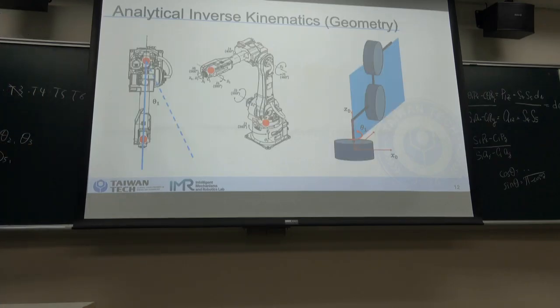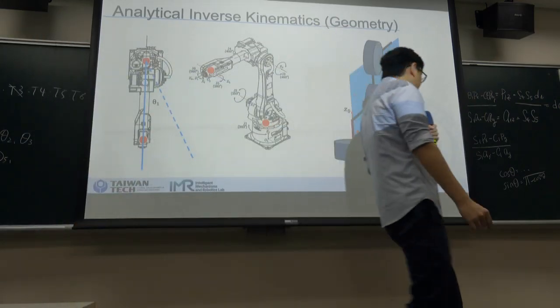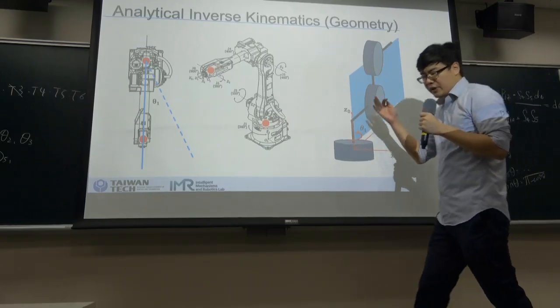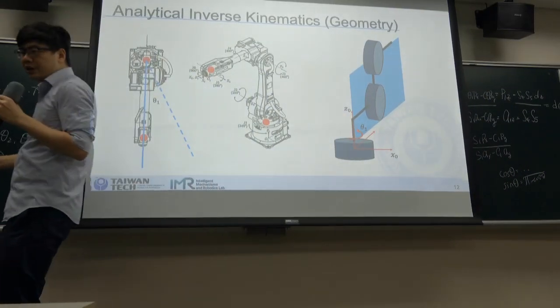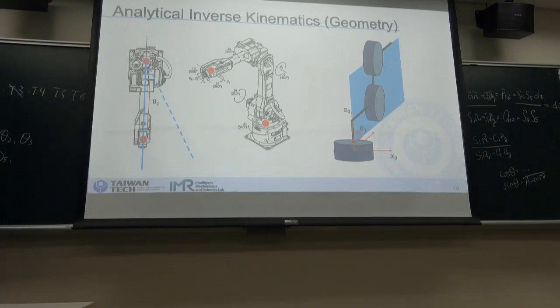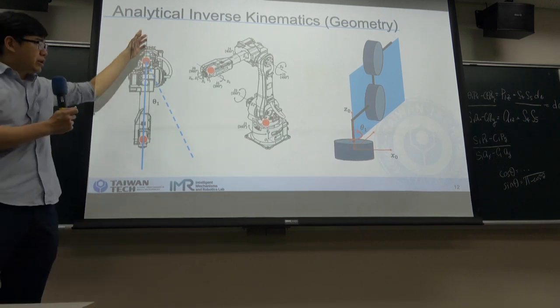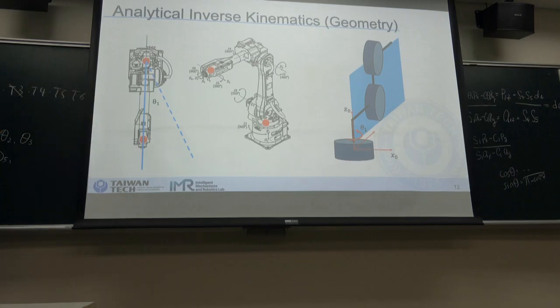Another method I want to talk about today is using the geometric structure of the robot to solve the inverse kinematics. If you are very familiar with the symbols and matrices, you can use the previous method. But if you are not really comfortable with all these matrices or the symbolic form, then maybe you can try using the geometric structure method to solve the inverse.